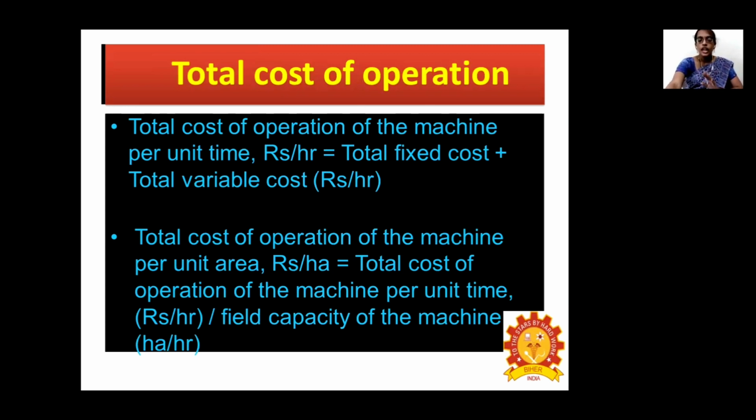So if you want to calculate the total cost of operation of this machine per unit area, it can be calculated using the total cost of operation of this machinery. If you divide it by the field capacity, you can calculate the total cost of operation of this machine per unit area, which is in terms of rupees per hectare.